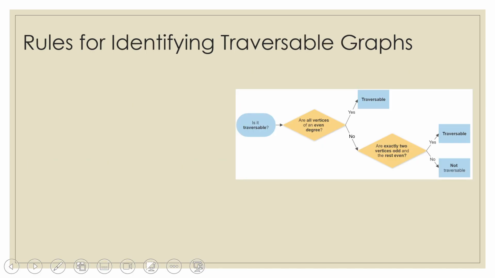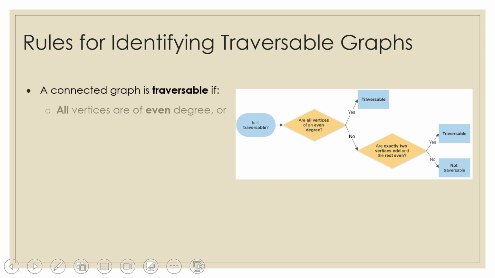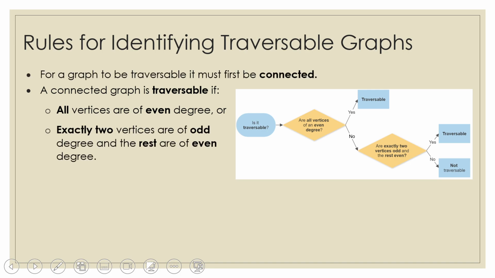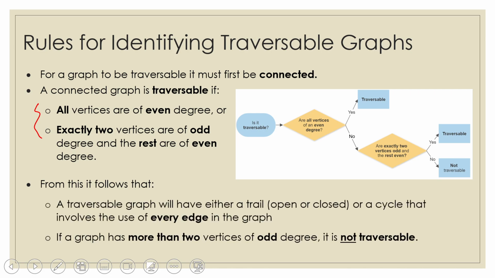Now, we're going to look at this a few times. So, is it traversable? Are all the vertices of even degree? If they are, it's traversable. Are there exactly two odd vertices and the rest are even? If so, it's traversable. If not, it is not traversable. So we're going to follow through this flow chart a little bit. As I just suggested, these are the two possibilities for whether it be traversable: exactly two odd and the rest even, or all even vertices. If we have more than two odd vertices, it's not going to be traversable.